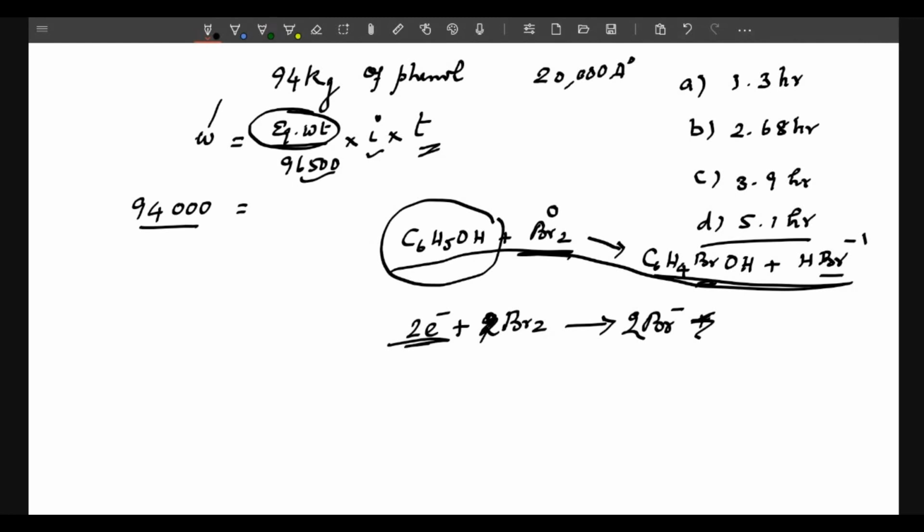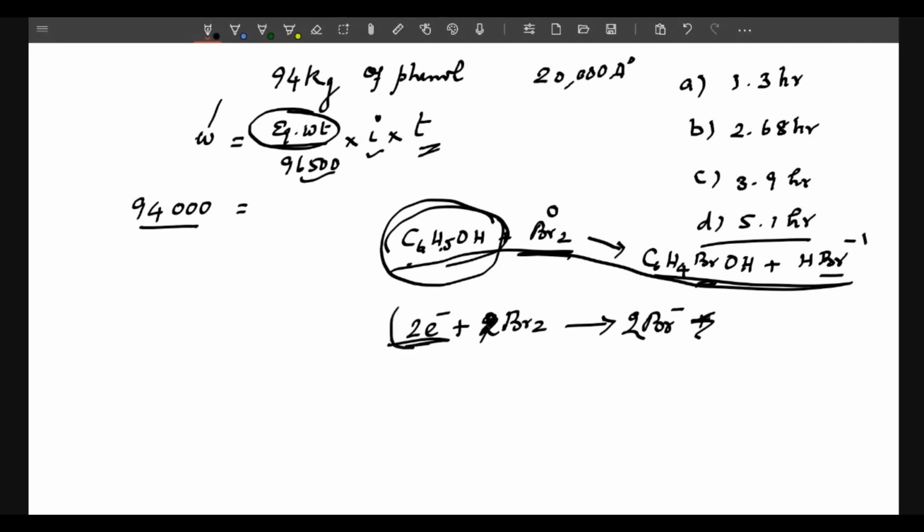If phenol is sulfonated using this electric current, write down the sulfonation reaction, how many sulfuric acid molecules are involved, and what is the change in the oxidation number. You can find out the equivalent weight of the phenol or any organic compound. They can be calculated. Therefore, the phenol molecular weight is 94.